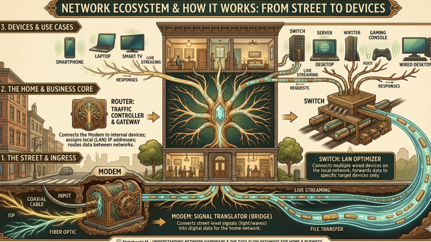Now, if the router is the traffic cop for the whole internet, a switch is more like a clever mail sorter that works inside one office building. It connects all your local devices together. So when your computer needs to talk to the printer, the switch makes sure that conversation goes directly to the printer and doesn't bother anyone else. It keeps your local traffic fast and efficient.